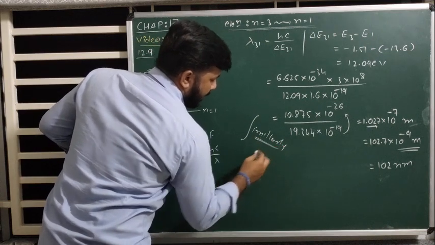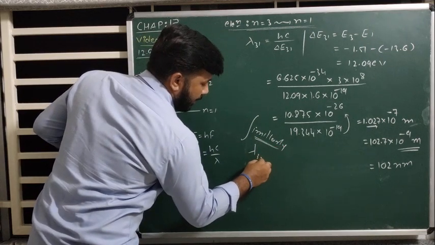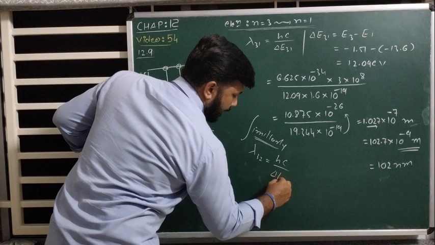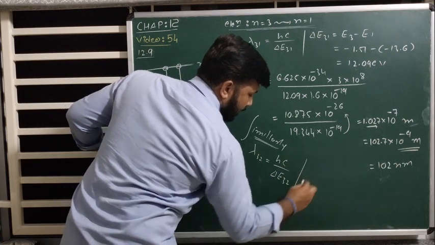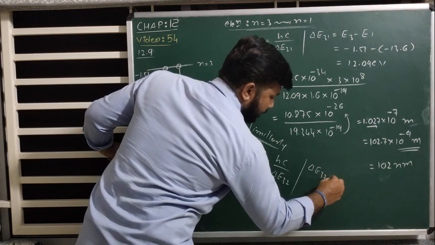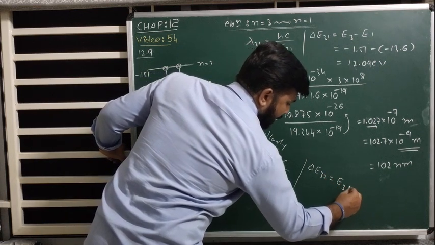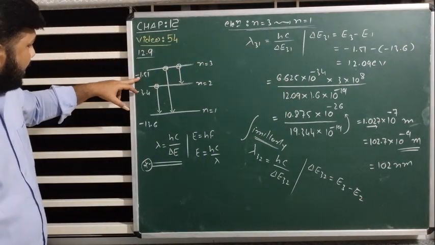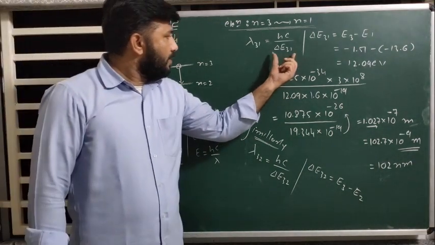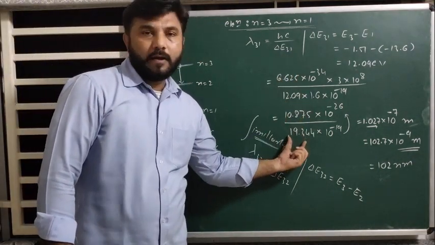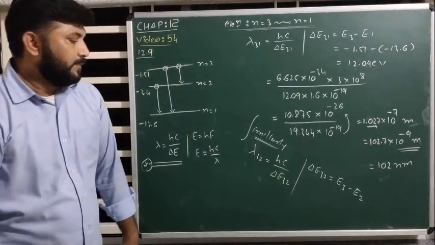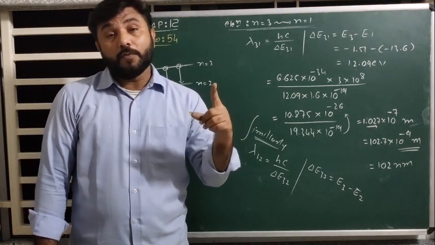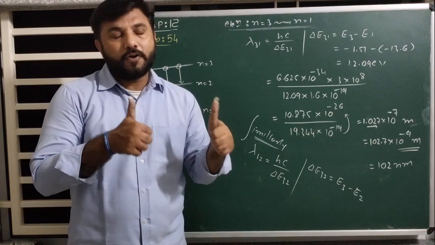Similarly, do it: lambda 32 is equal to the same equation, hc upon delta E 32. What is delta E 32? It is E3 minus E2. Values are here, so there will be a change in this value only. Find out the answer. Write in a proper manner in your notebook. Send the PDF in our homework group. Have a look. Good luck. Thank you.